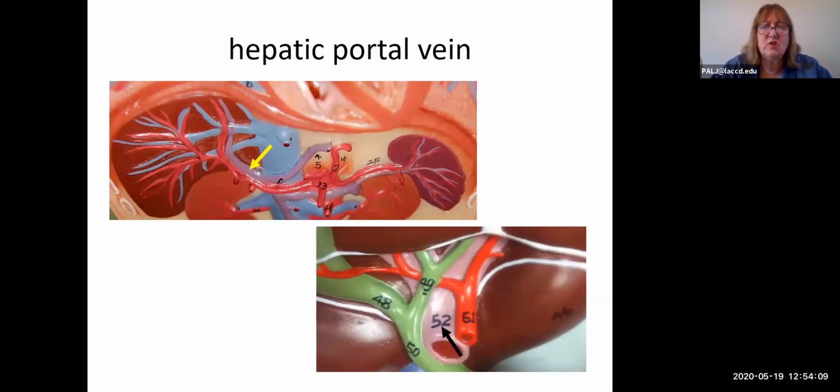And one last structure, if we go back and we look at the liver, where we are going to have arteries and veins, I want to point out this lilac structure, which is the hepatic portal vein, which is discussed in more detail when we do blood vessels of the digestive system.